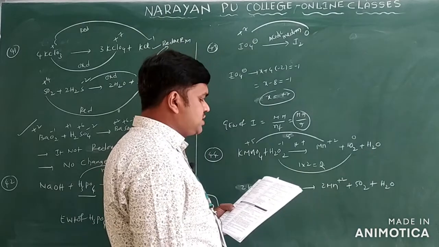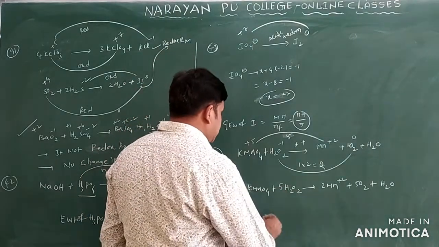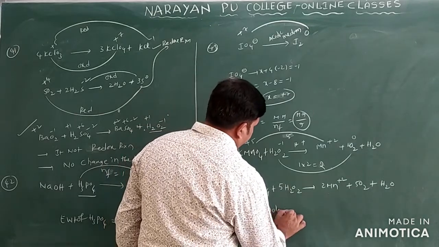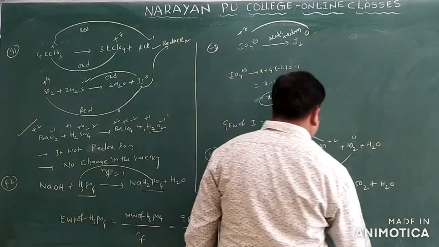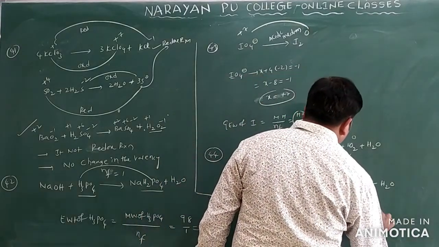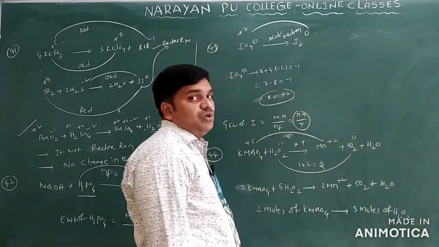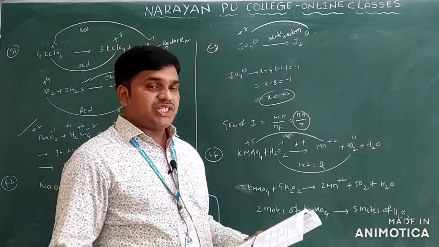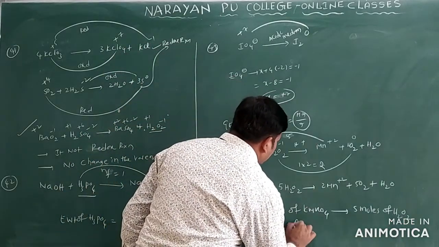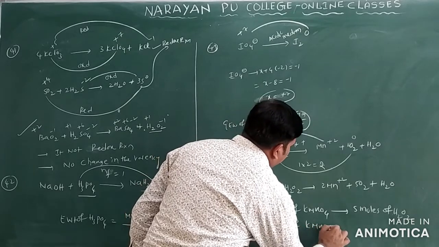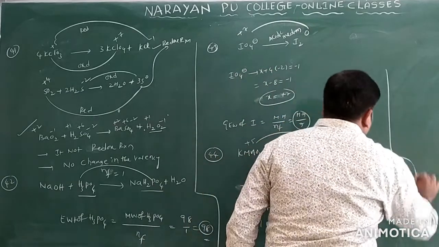Now in the question you can see, for 1 mole of KMnO4, the moles of H2O2 required. From this equation you can write 2 moles of KMnO4 requires 5 moles of H2O2. 5 moles of what? H2O2. But the problem is given how many moles? 1 mole only. If you take 1 mole, 1 mole of KMnO4 requires, do the cross multiplication, and what will you get?